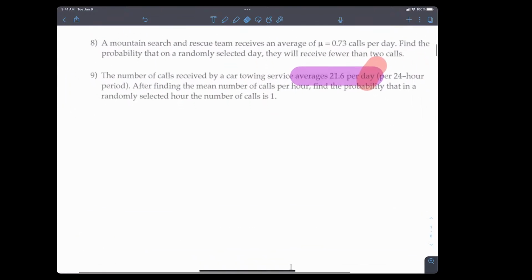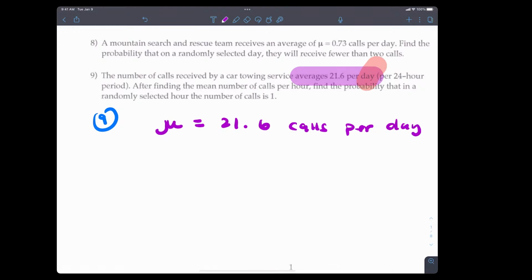So let's write this down, and this is car towing, so whatever, number of calls. So X is the number. What do we know? We know that mu is 21.6 calls per day. That's the interval. And now here's the question.